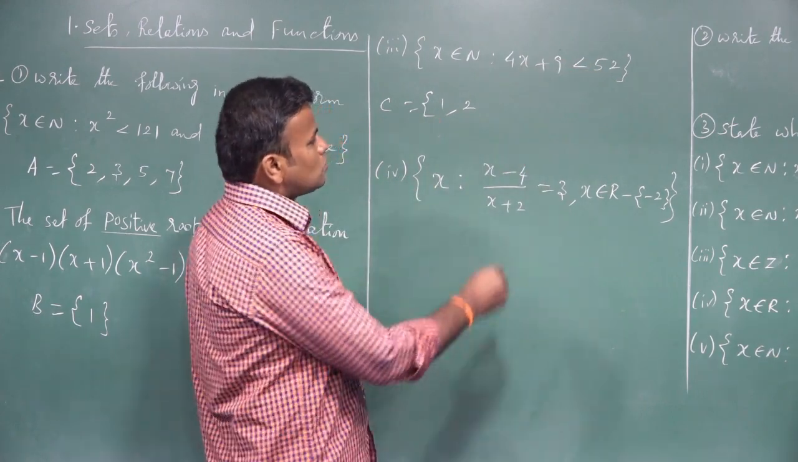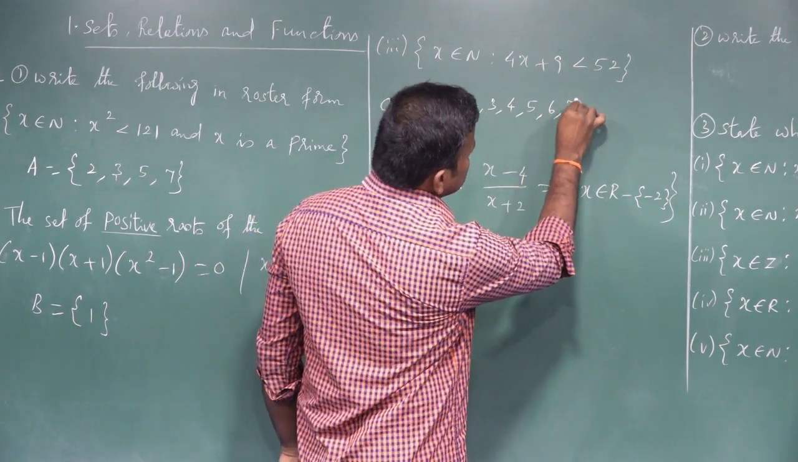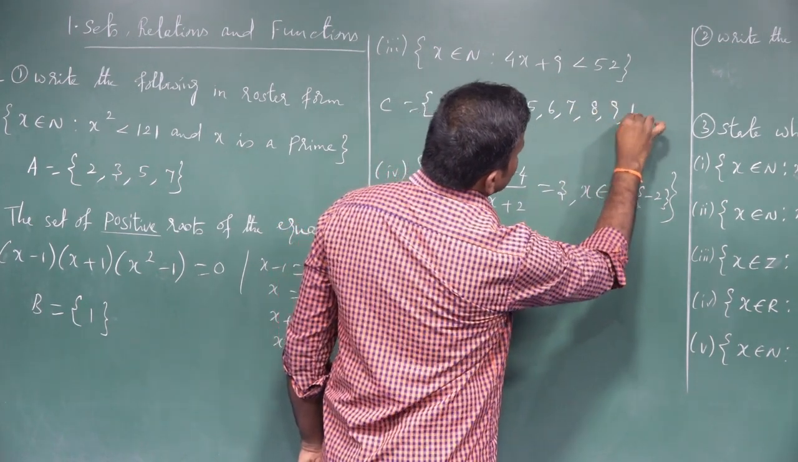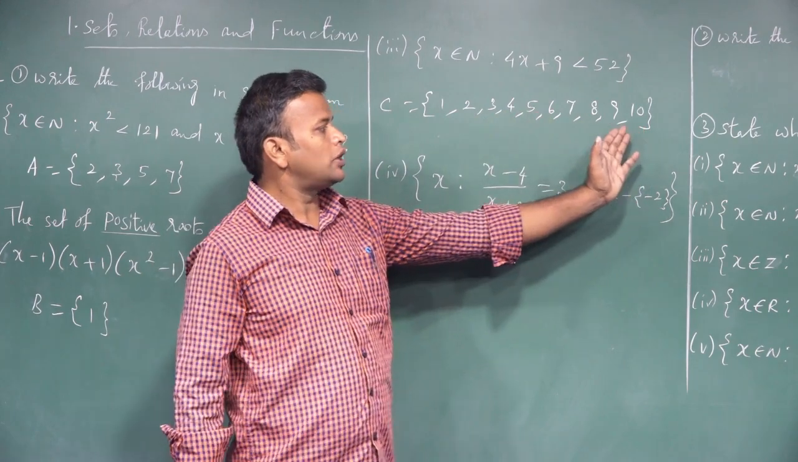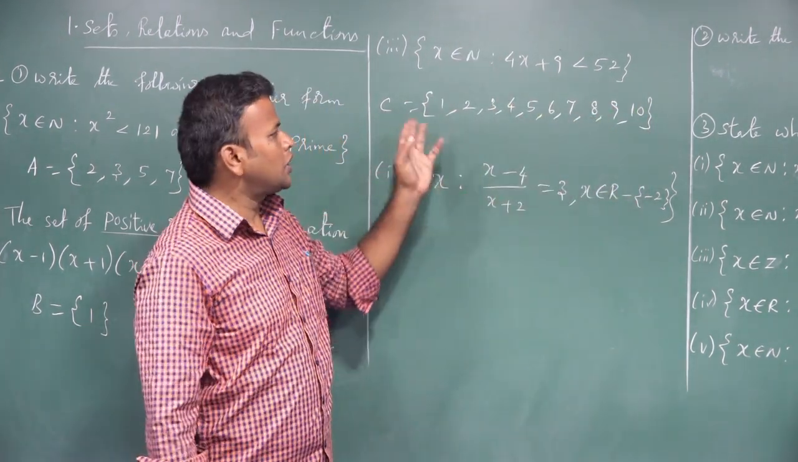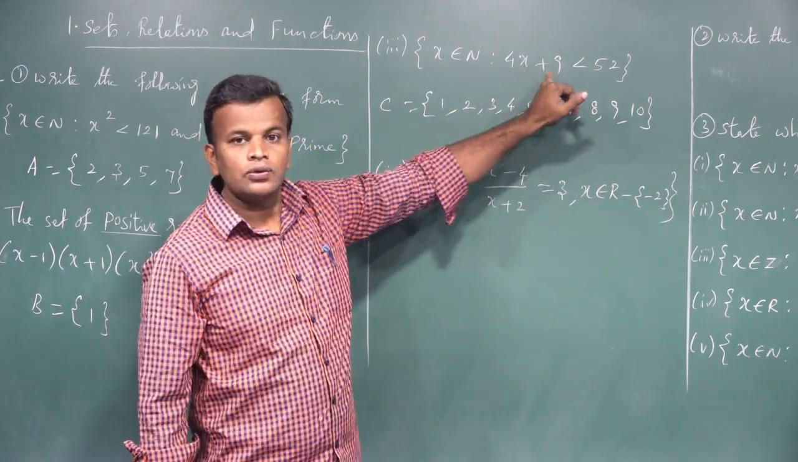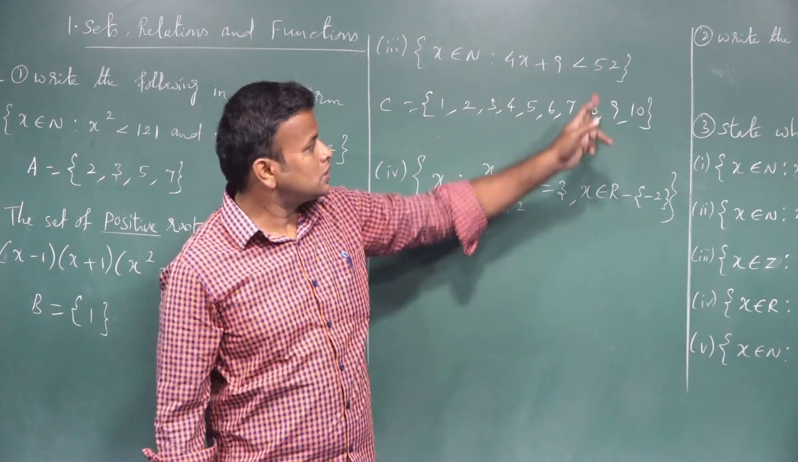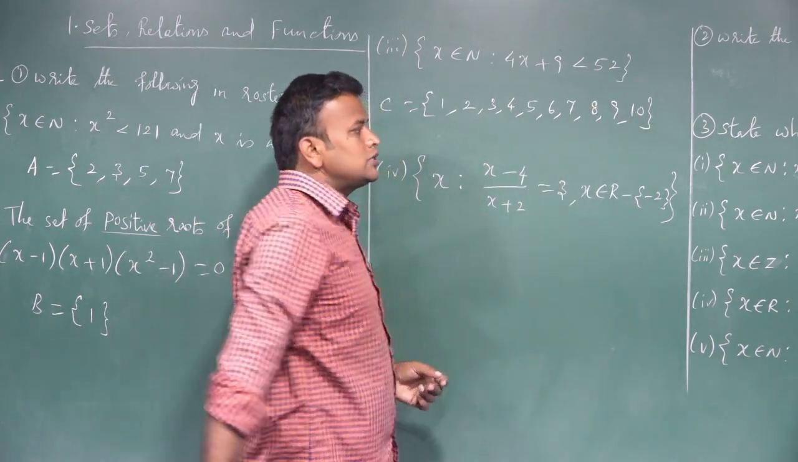So the value of x starts from 1, 2, 3, 4, 5, 6, 7, 8, 9 and 10. So only these values up to 10 are possible to satisfy this condition. You can check any one. Suppose I put the value of x is 6, 4 6s are 24. 24 plus 9 is 33, which is less than 52. So the starting value is 1 and the last value is 10.